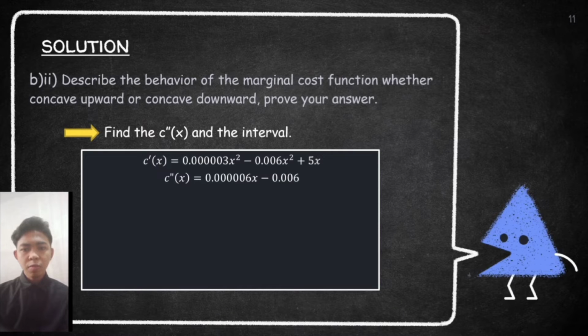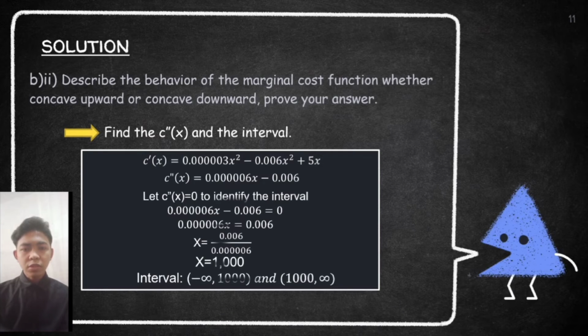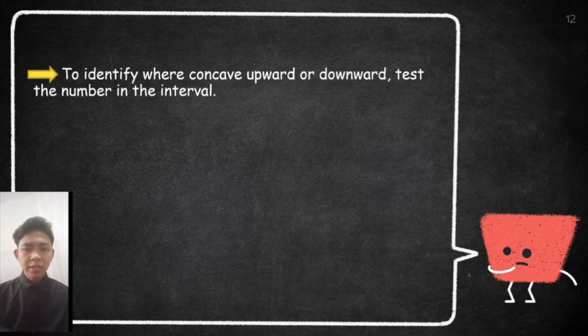0.000006x minus 0.006. For the second step, we need to let the second derivative equal to 0 and we will get x equal to 1000. The intervals are negative infinity to 1000 and 1000 to positive infinity. For the last step, we need to identify where it's concave upward or downward using test numbers in the interval.